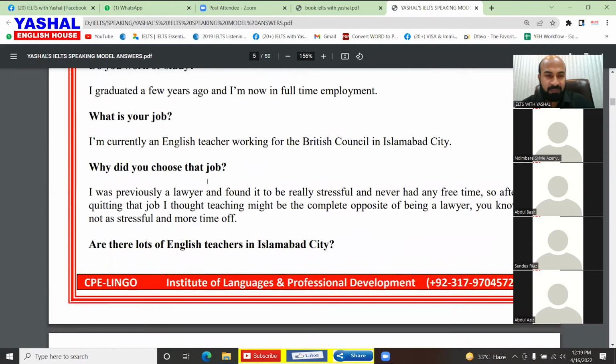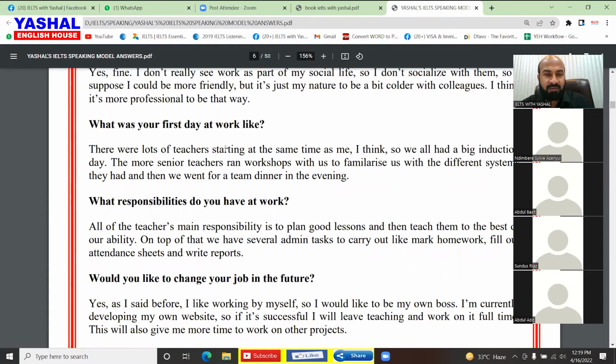Okay, then work. We have prepared answers. For example, what was your first day at work like? There were lots of teachers starting at the same time as me. It was an education or teaching job. The more senior teachers ran workshops with us, and then we went for the team dinner in the evening. So whatever the question is, you have to answer accordingly. You can amend it and change it as per your exposure. We have prepared the model answers.